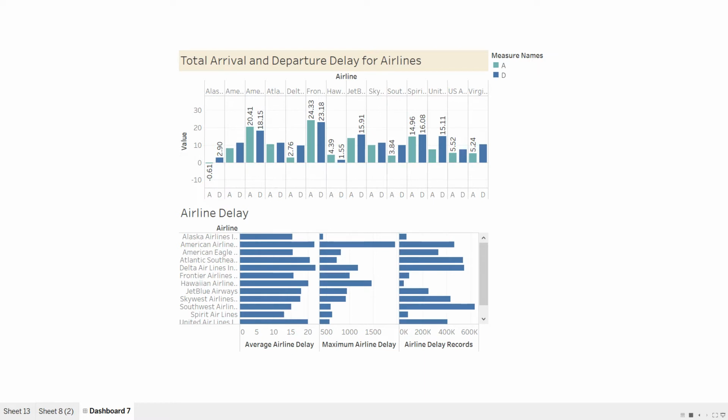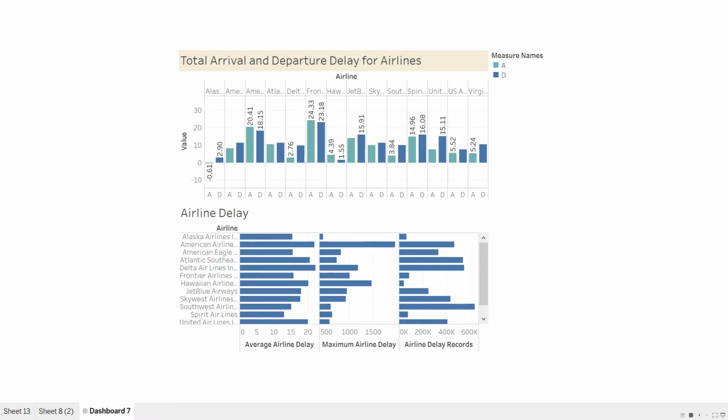And for the bottom one, we can see that this bar graph shows the average airline delay, the maximum airline delay, and airline delay records. American Airlines and Delta Airlines have the highest average airline delay. Both of them exceed 20 hours, so we suggest both of those airline corporations should consider their delay reasons, such as bad weather, and make the appropriate adjustments.